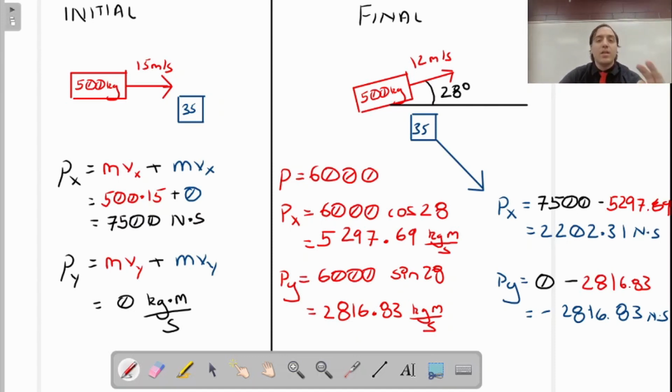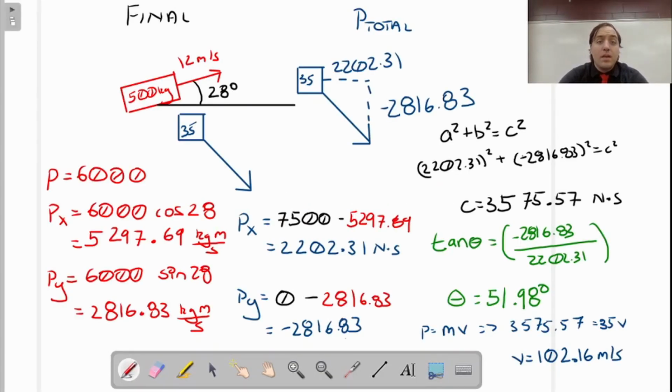Final step now. Calculate the total momentum of the barrel and the velocity it was launched at. Finding the total momentum of the barrel is just going back to triangles. A squared plus b squared equals c squared will give you the total momentum. So this side is 2,202.31. This is 2,816.83. A squared plus b squared equals c squared gives me 3,575.57 Newton seconds. Remember, if you did not calculate the angle, that is incorrect. In this case, it's 51.98 degrees below the x-axis in the negative x direction, however you want to phrase that.